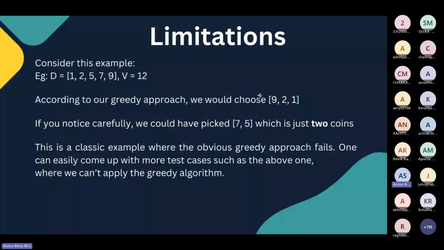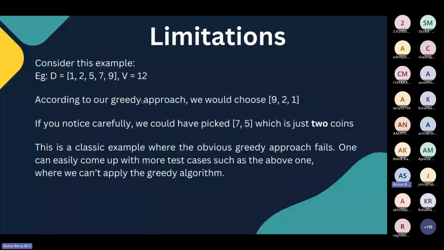But if you notice carefully, we could have picked 7 and 5, which is just 2 coins, and 7 plus 5 is 12. So you can see why the greedy approach fails, because we didn't even consider choosing 7, and therefore we didn't consider choosing 5 as well. So there's no simple way to tell your algorithm that, okay, I want you to do this. So that's why the greedy approach fails. I hope that's clear.